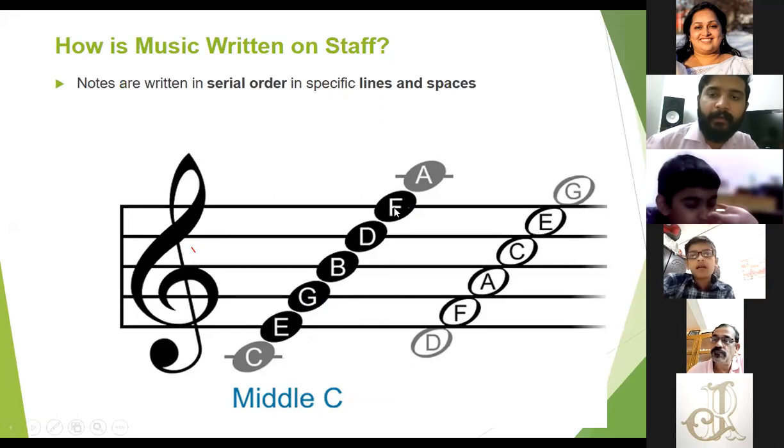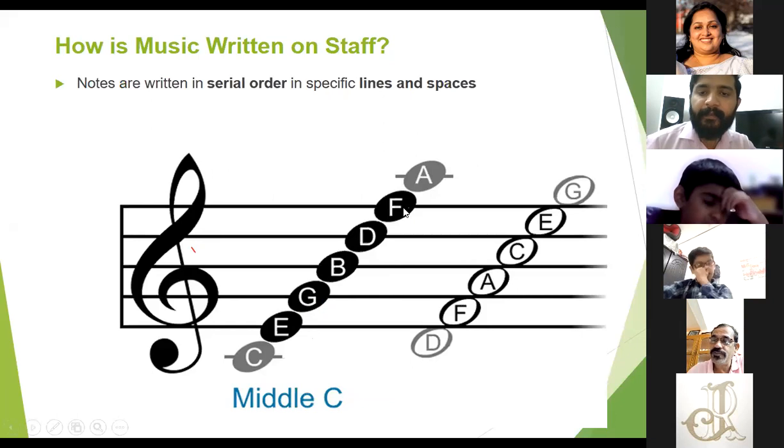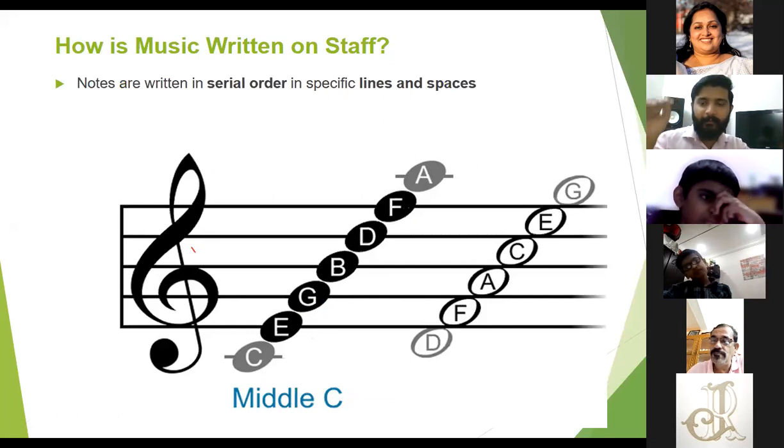So you can even go beyond the five lines. After F, it's going to be G, which is on a space. After G, it's going to be A, which is on a line, but we don't have the line, right? So how do you draw that? You draw the extra line like this.